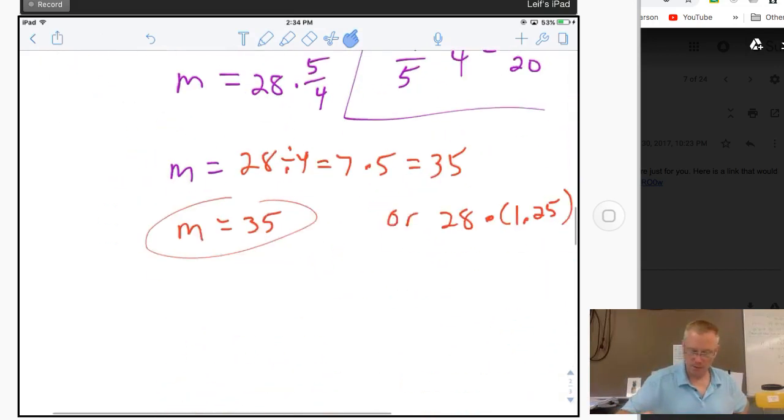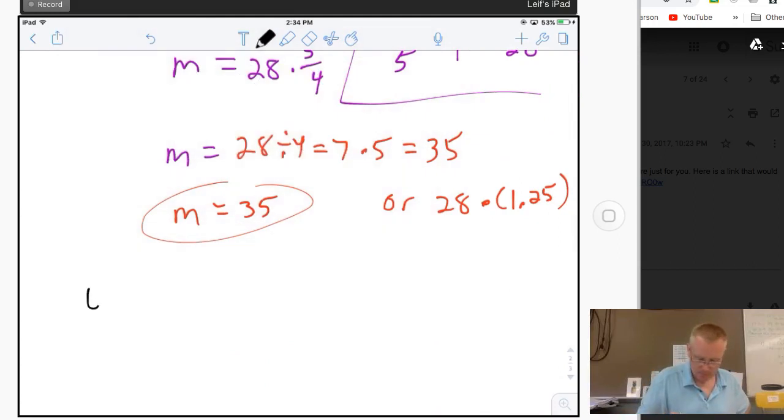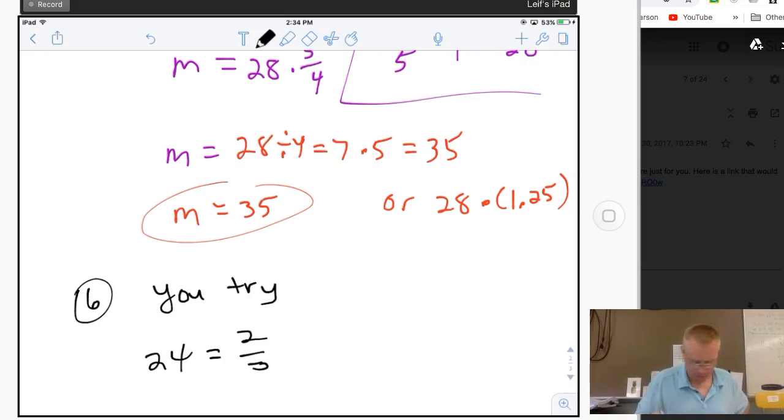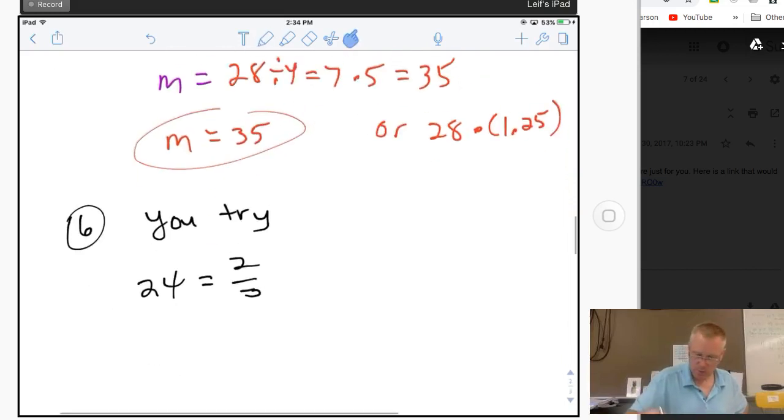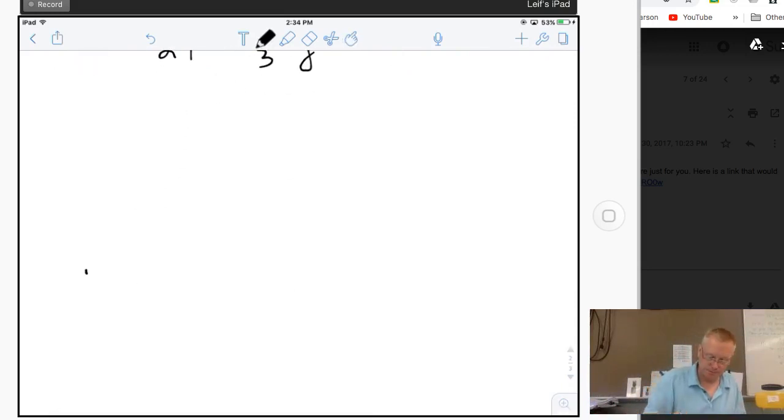Okay, so now that I just did all of that, number 6, why don't you try this one? 24 equals 2/3 times y. Okay, so multiply by the reciprocal and solve it. I'm going to go down here and do number 7.